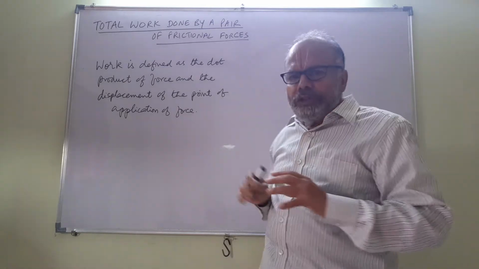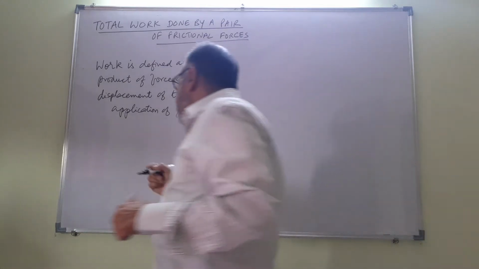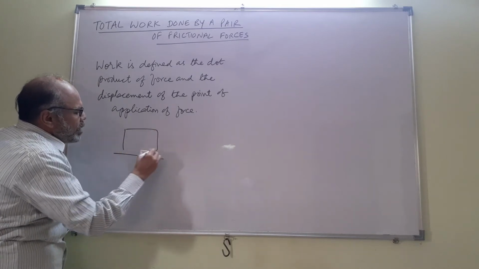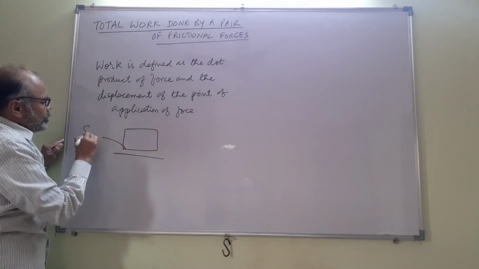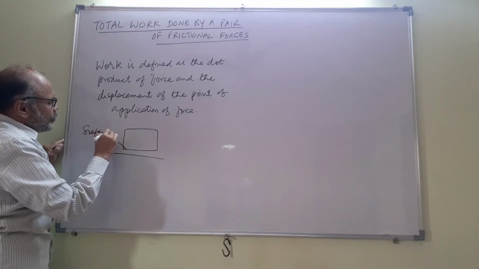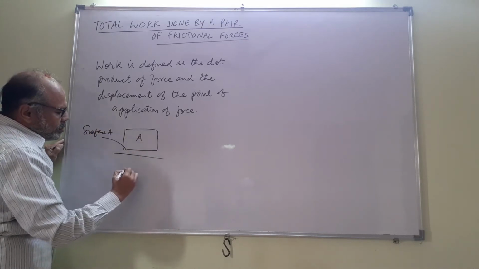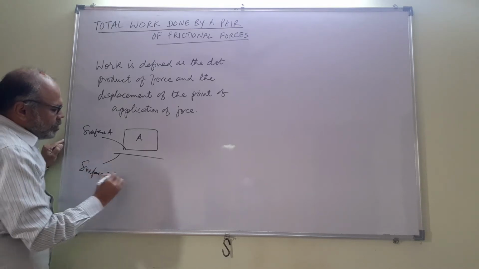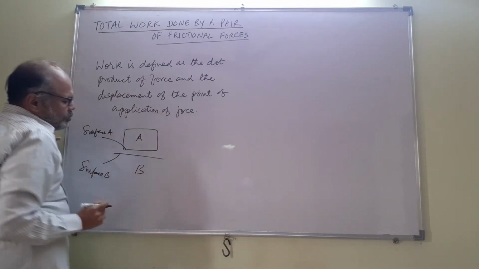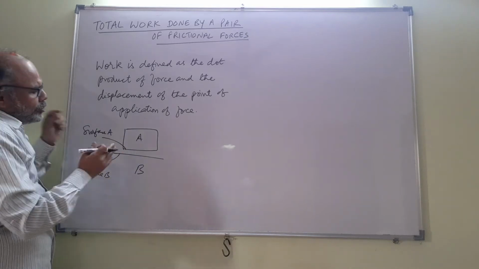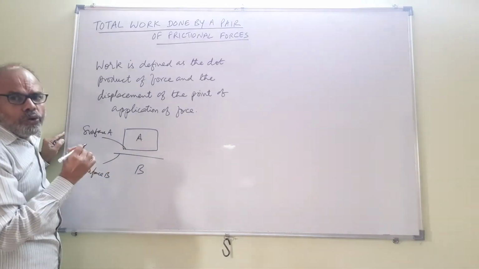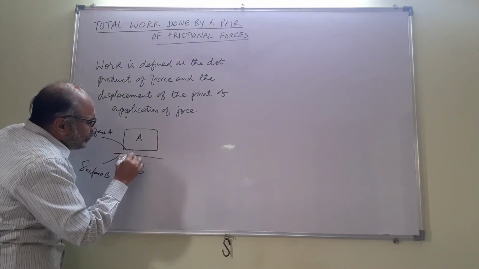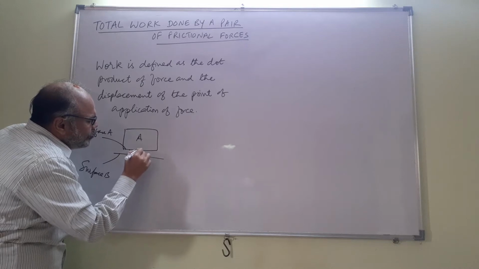We will take this definition for granted, and now let us say there are two surfaces. There is a body A. This is surface A. This is body B. This is surface B. The two surfaces are in contact. That is frictional force. Now, frictional force would act at every point, here and here. Every corresponding point there will be a frictional force.